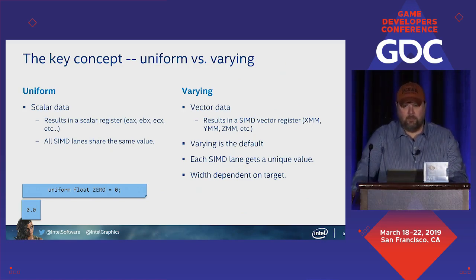It results in a vector register in the assembler, like XMM, YMM, ZMM. Varying is the default. So if you just say float data equals 0, you'll get a varying. You have to explicitly state that it's a uniform.